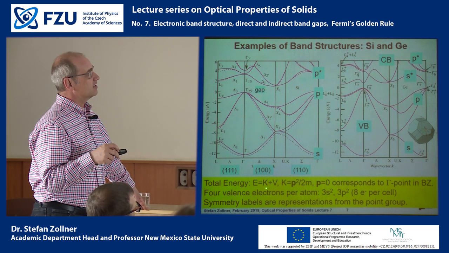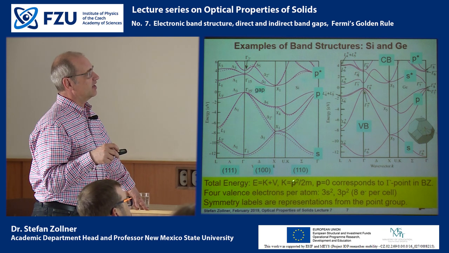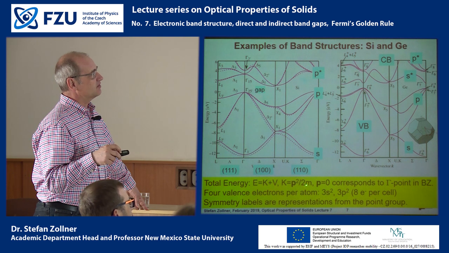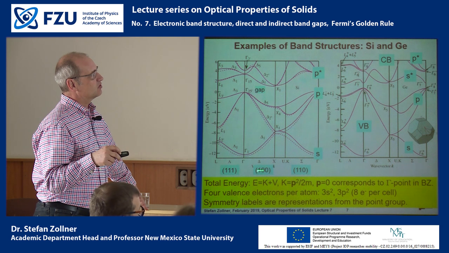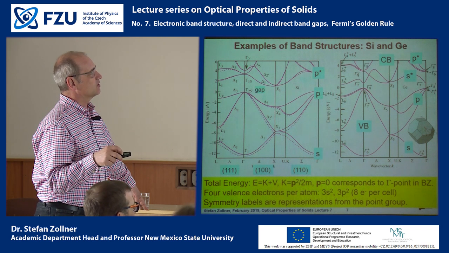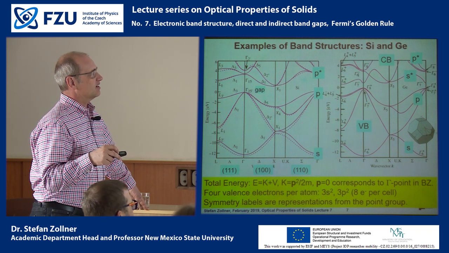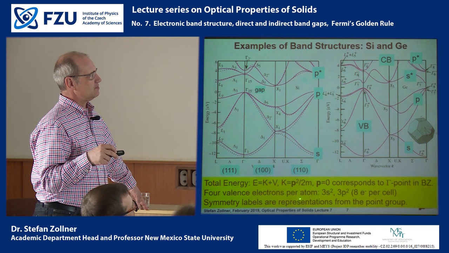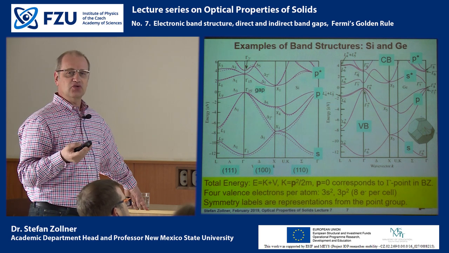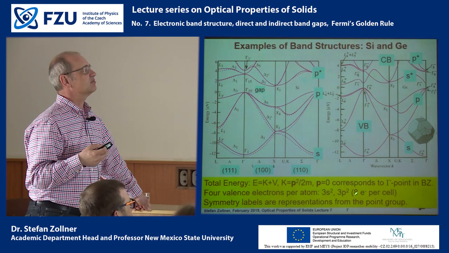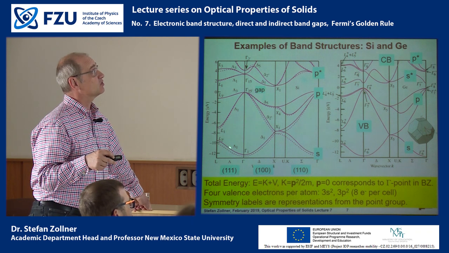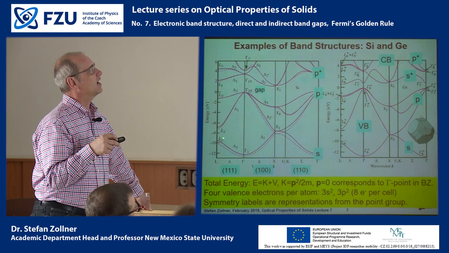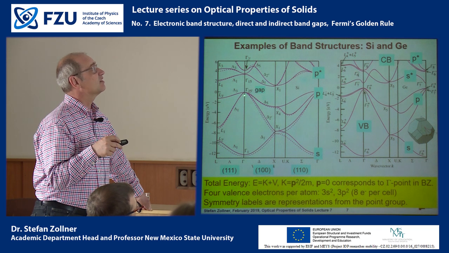So the total energy is the sum of kinetic energy and potential energy. The kinetic energy is the momentum squared divided by 2 times the mass. Momentum equal to 0 corresponds to the gamma point in the Brillouin zone. And like I said earlier, we have 4 valence electrons per atom. And we have 2 atoms in the primitive unit cell for the diamond structure. So we have 8 electrons per cell. So this band here holds 2 electrons, one with spin up and one with spin down. So we can put 2 electrons in this band here.